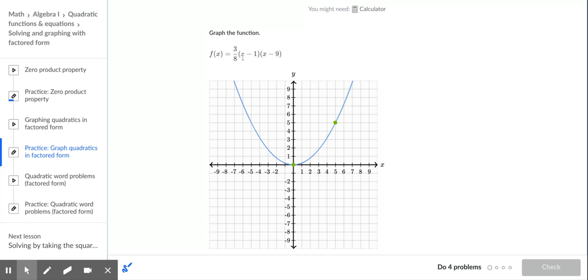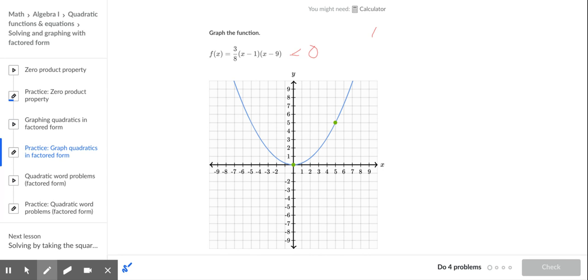And basically what factored form tells us is, remember, when we did the zero product property, we learned that if I set this equal to 0, that's the same as finding the x-intercepts, because the x-intercepts are where y equals 0. That's on the x-axis. So I'm setting this equal to 0, and that gives me the x-intercepts. I can just divide both sides by 3/8, which will get rid of it on this side. And on this side, 0 divided by anything is just 0. So essentially, I can ignore the number in front for this part.